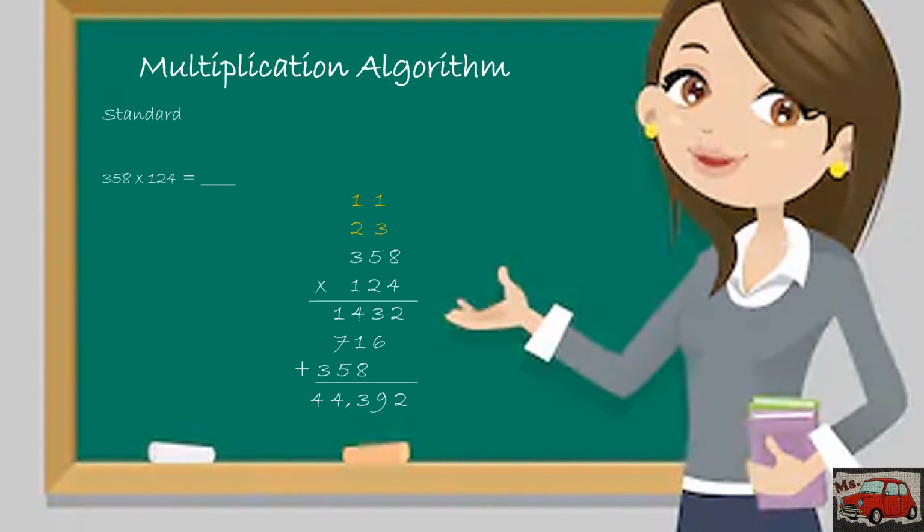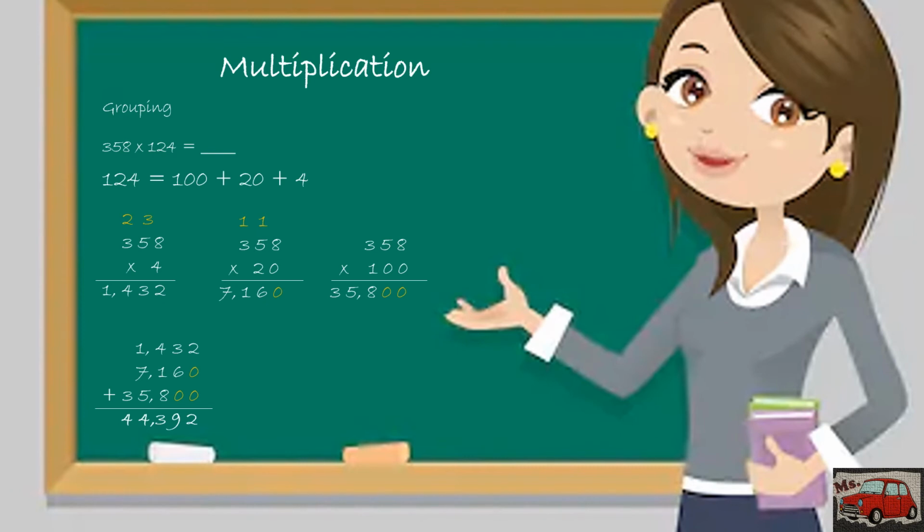So, 2. Just bring it down. 3 plus 6, we have 9. 4 plus 1 plus 8, we have 13. So, yung 3 ibababa, yung 1 ilalagay dun sa taas ng susunod number. So, 1 plus 1 plus 7 plus 5, then we have 14. Yung 4 ibababa, and then yung 1 ilalagay sa taas ng susunod na number. So, we have 1 plus 3, we have 4. So, the product is 44,392. Okay, so let's multiply the same numbers using grouping.